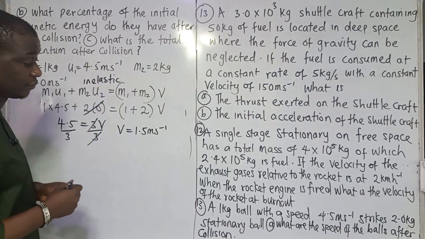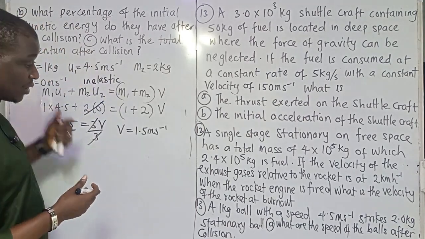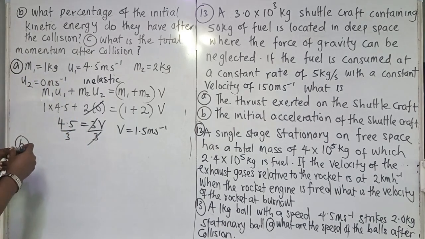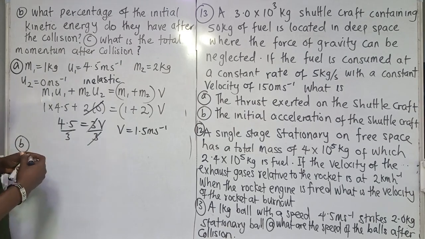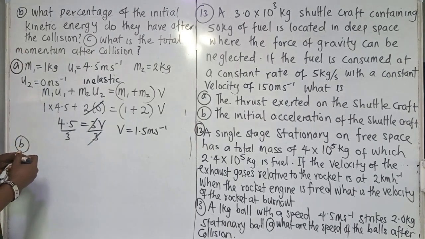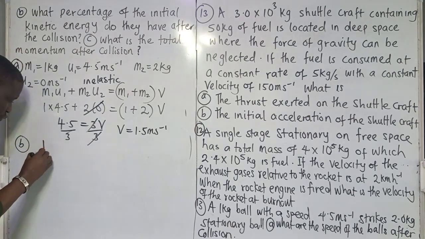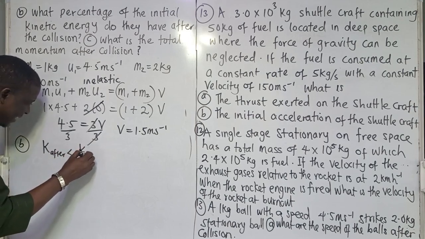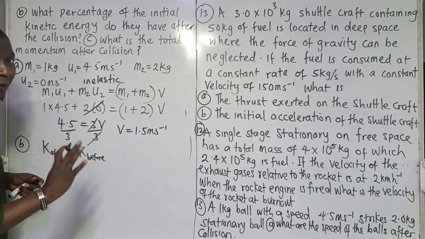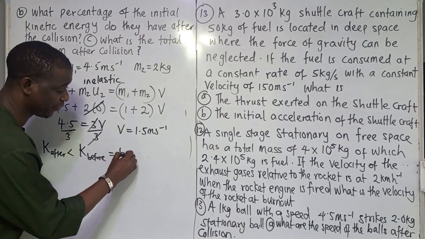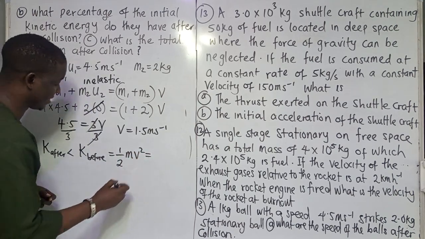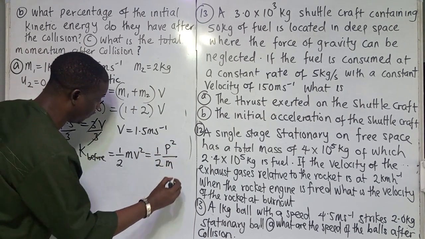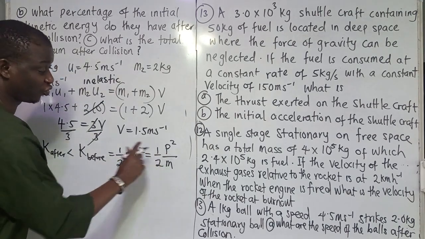So let's do the last question now. The question B, this is the A part. Now B says: what percentage of the initial kinetic energy do they have after the collision? Now, the kinetic energy after is lesser than the kinetic energy before. Don't forget, there are two formulas of kinetic energy. Either we write it like this, half mv square, or we write it like this, half P square over M. That is the formula, where P is momentum.